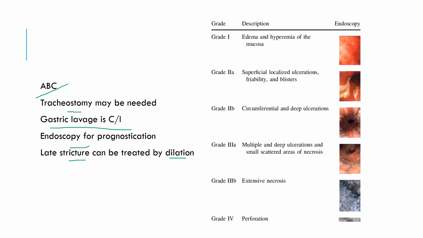This is the endoscopic classification of caustic chemical injury. There is edema and hyperemia in grade 1. Grade 2A means only localized ulceration and blisters. Grade 2B means circumferential and deep ulceration. Grade 3A means deep ulceration along with scattered areas of necrosis. 3B means extensive necrosis, and grade 4 means perforation. That is caustic injury.